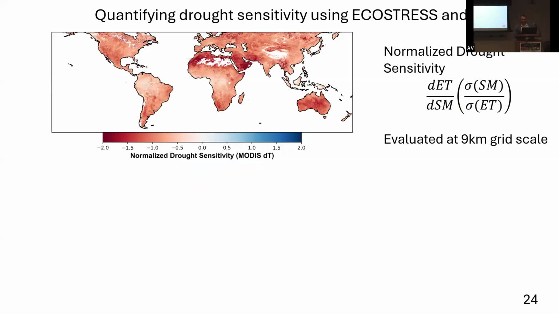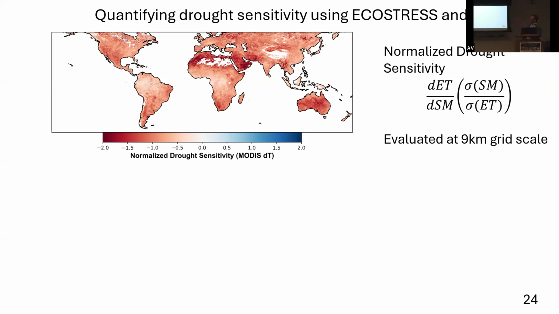And so this is just jumping right to the results. We created a normalized drought sensitivity metric that shows, effectively, evapotranspiration response to drought. So it's negative everywhere. We should expect that after about a couple months of a dry anomaly, we should see some negative evapotranspiration responses. And we do see that.